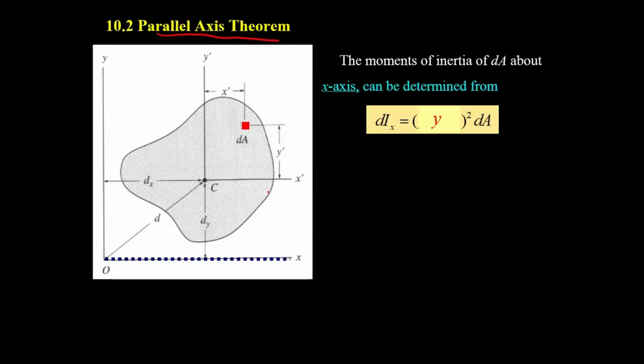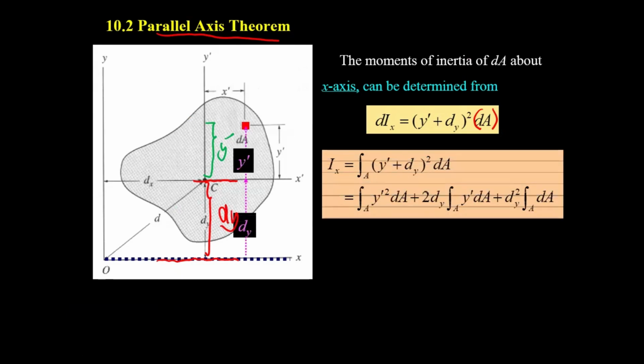If you prefer to determine the moment of inertia of the area with respect to an axis far away from the axis passing through the centroid of the small area, you multiply the small area by the moment arm. This is the moment arm. The total area is going to be y, and then y is going to be y prime plus d sub y.